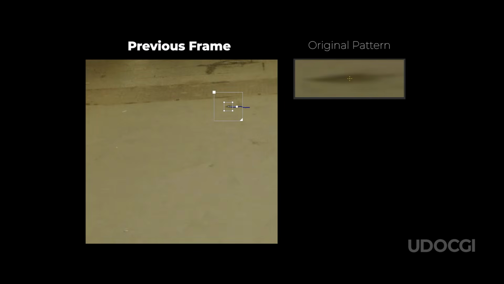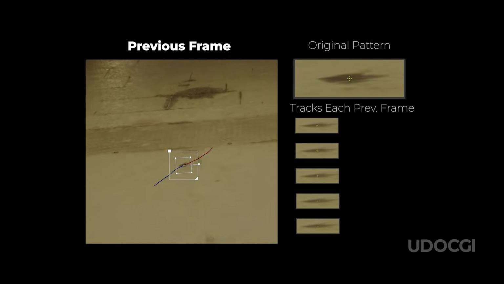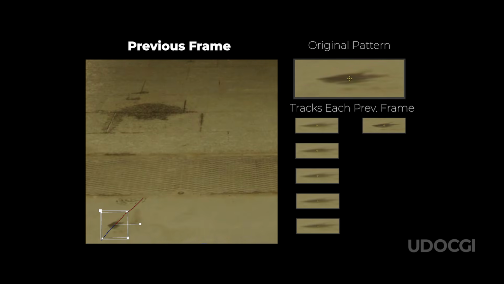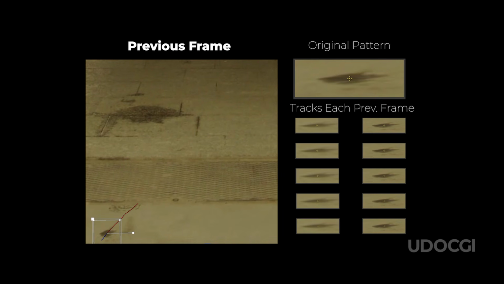Previous frame compares each frame to the one before it. This helps the tracker follow points that get skewed or change shape. It's useful when the original pattern becomes unrecognizable. However, it can sometimes slip off track and is not always as accurate as the keyframe type.